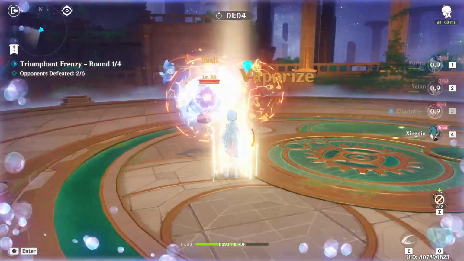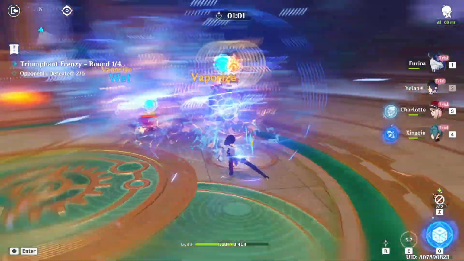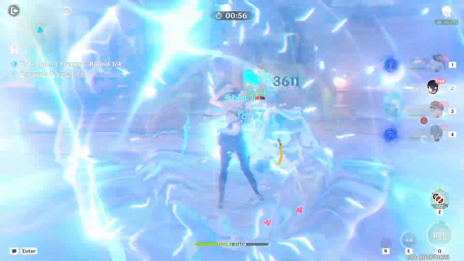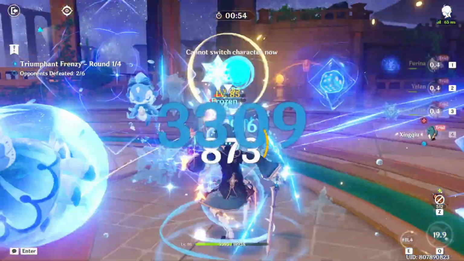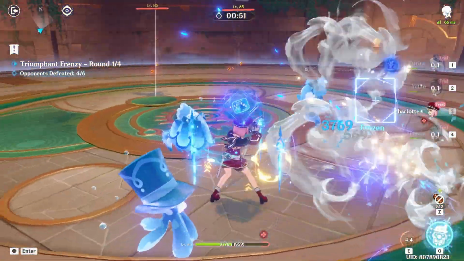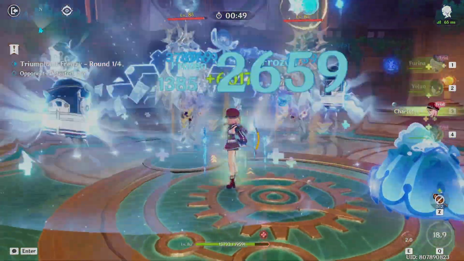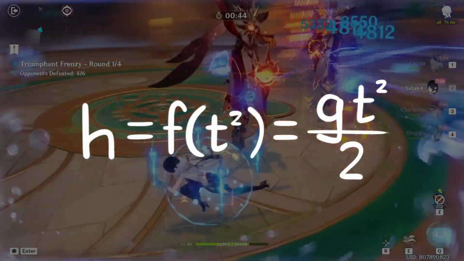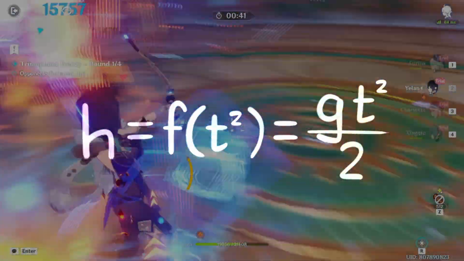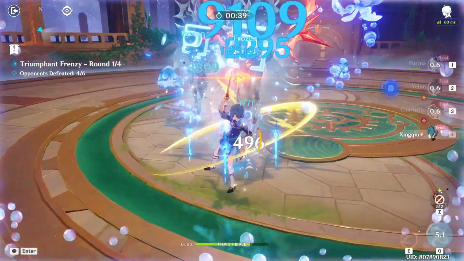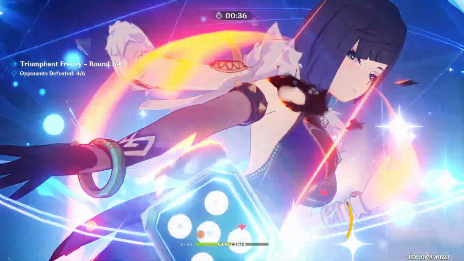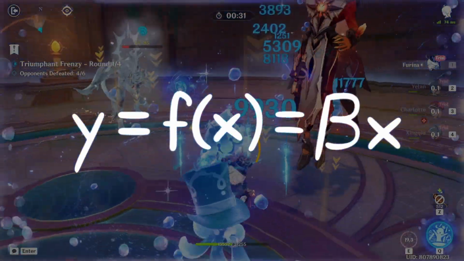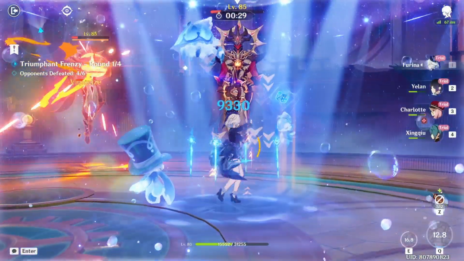Hold on, before we can answer that question, we first need to establish what our model, or equations, we should use as our basis. From the kinematic equations, we know that while the object is accelerating, the height is modeled by the following equation. H is equal to a function of the time squared, and that is equal to g times t squared divided by 2, where g divided by 2 is a constant coefficient. If we were to generalize this, it would become y is equal to f of x, which is equal to beta times x, where beta is a constant coefficient.